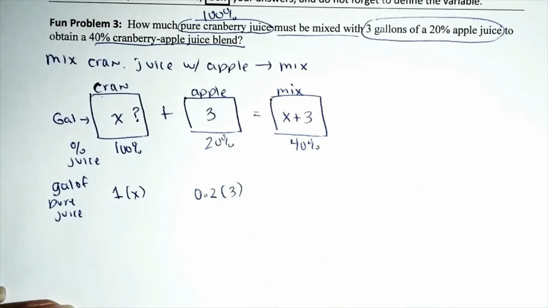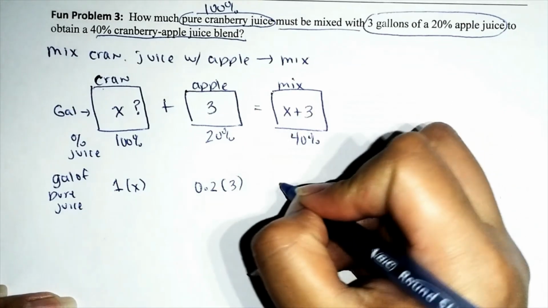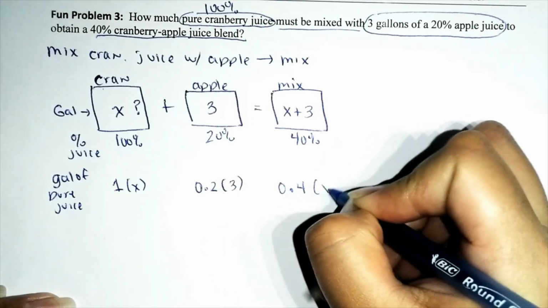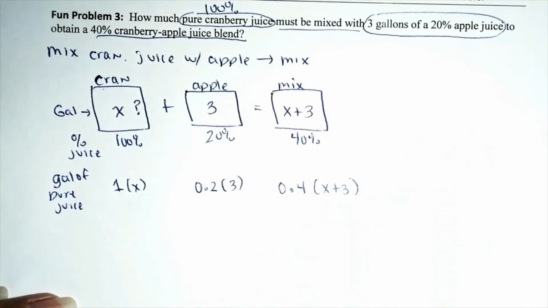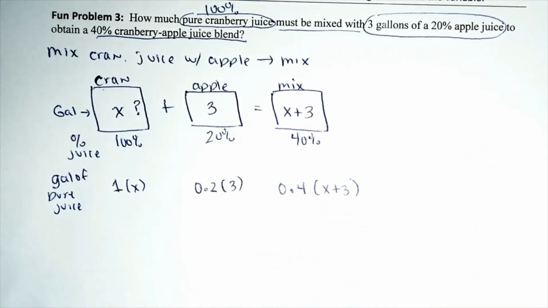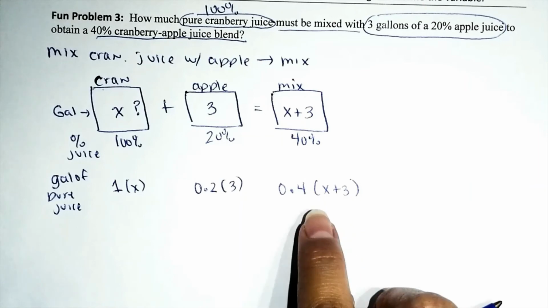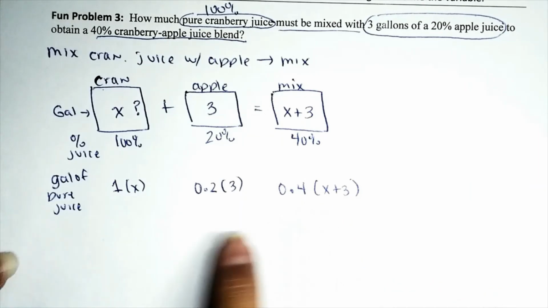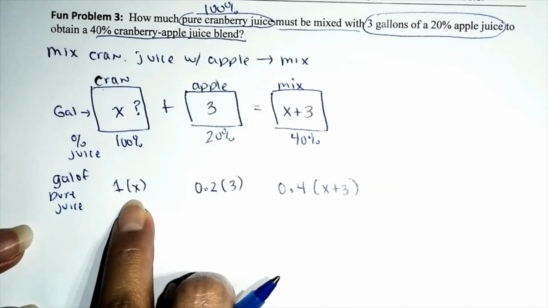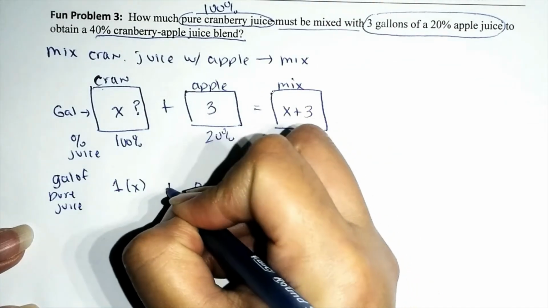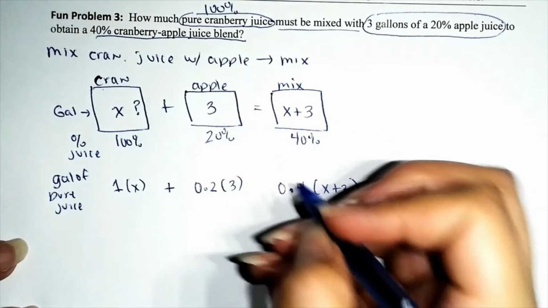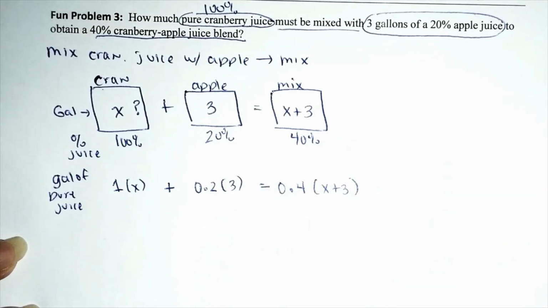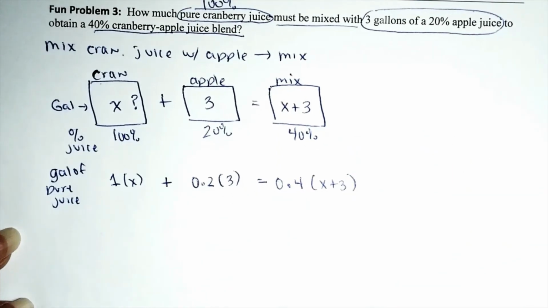How much pure juice do we have in the mix? It's 40% times x plus 3 gallons. Now, what do we know about where this number came from? How can we calculate how much pure juice do we have in the mix? So the amount of pure juice from the first container plus the amount of pure juice from the second container should give us the amount of pure juice in the mix. Okay, so that's our equation right there.